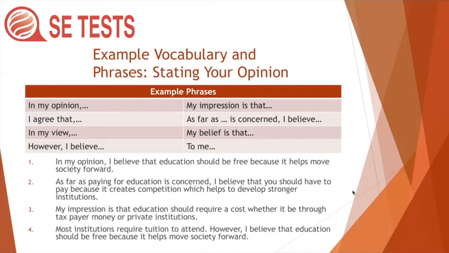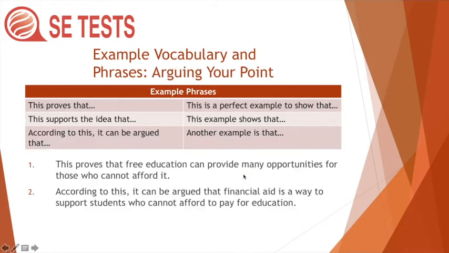So notice our last example. Our opinion does not come until later because we have the transition, however. So we're showing an opposite statement from the one before. All right, let's look at some examples for arguing your point. So if you provide an example, you can argue your point more clearly. This proves that free education can provide many opportunities for those who cannot afford it. Another example, according to this, it can be argued that financial aid is a way to support students who cannot afford to pay for education.